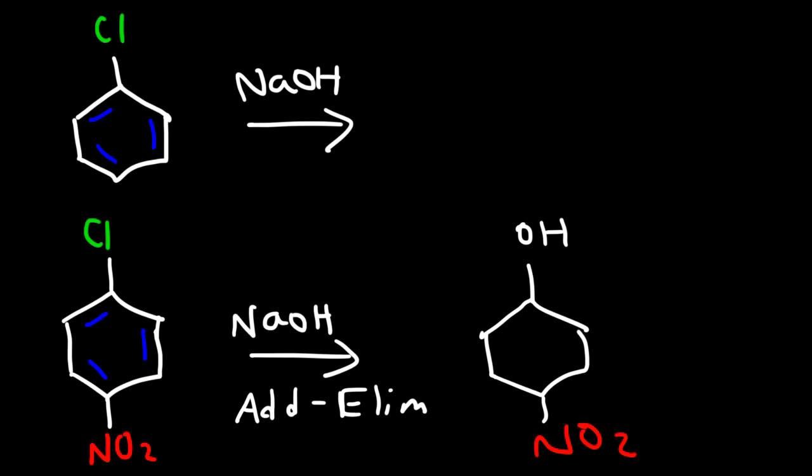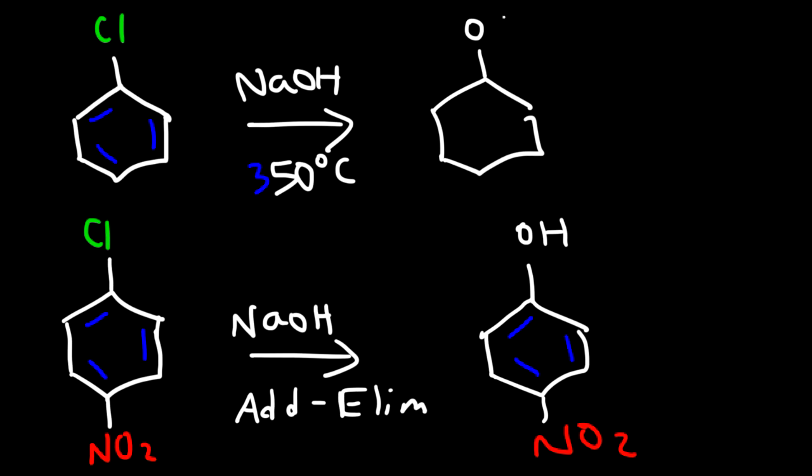Now what about the reaction above? Without heat, this is not going to work. To make it work, you need to heat it to a very high temperature, like 350 degrees Celsius. And then you could get phenol. However, the mechanism is not the same. If we don't have a strong electron withdrawing group present, the mechanism is going to be an elimination-addition mechanism rather than an addition-elimination mechanism.